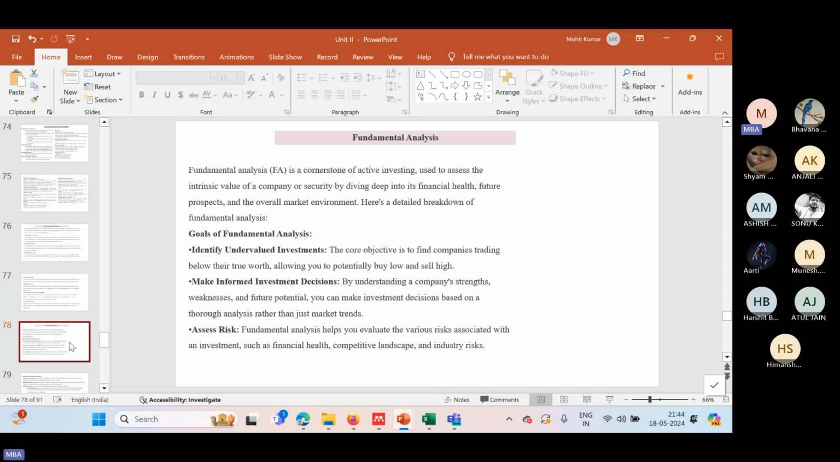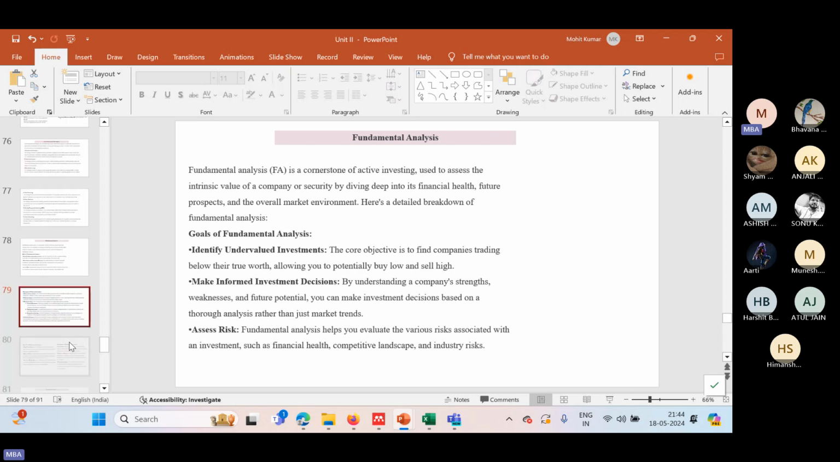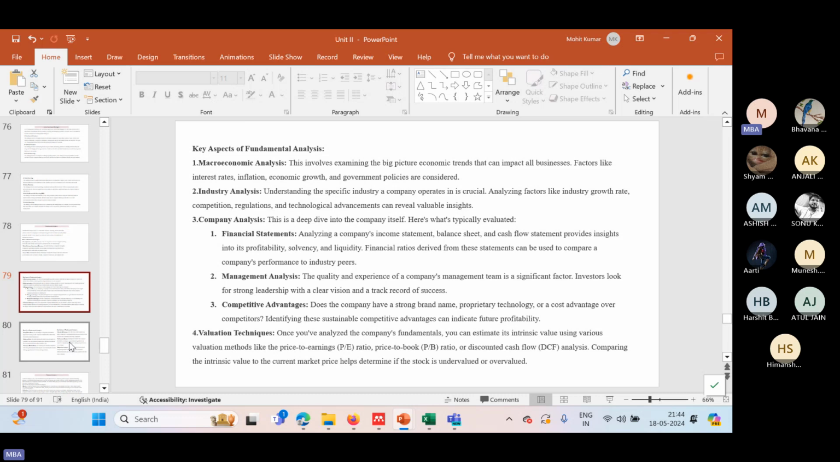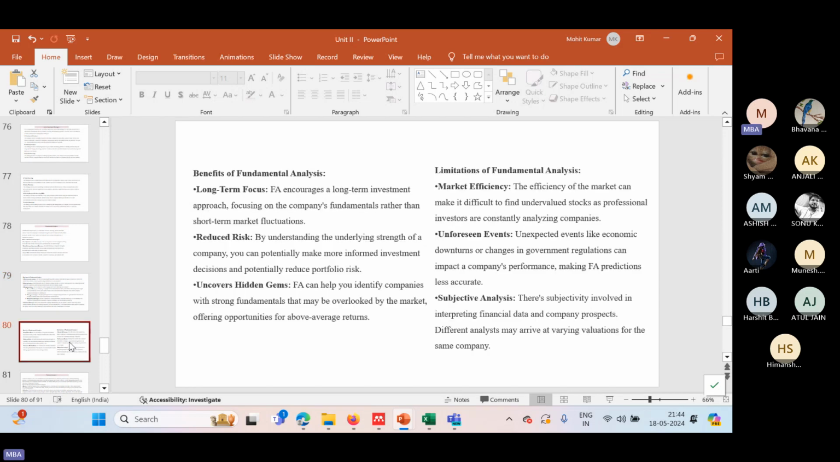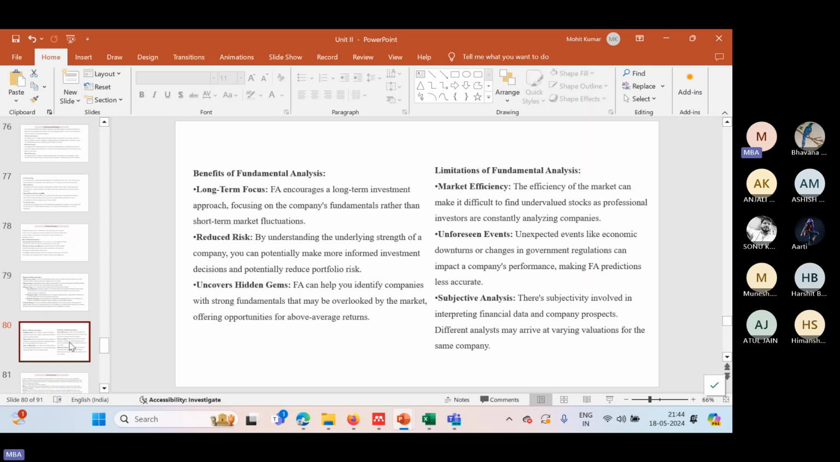Then we discussed fundamental analysis here in detail. What are the key aspects of fundamental analysis? We discussed in brief: macroeconomic analysis, industry analysis, and company analysis. Under company analysis, you do financial statement analysis, management analysis, and competitive analysis. Then you use certain valuation techniques and come up with the decision whether to invest in the particular stock or not. Then we discussed the benefits of fundamental analysis. There are certain limitations also. It is long-term focused, it reduces the risk, and also uncovers hidden gems, because you don't know unless you do fundamental analysis whether the stock is overvalued or undervalued.